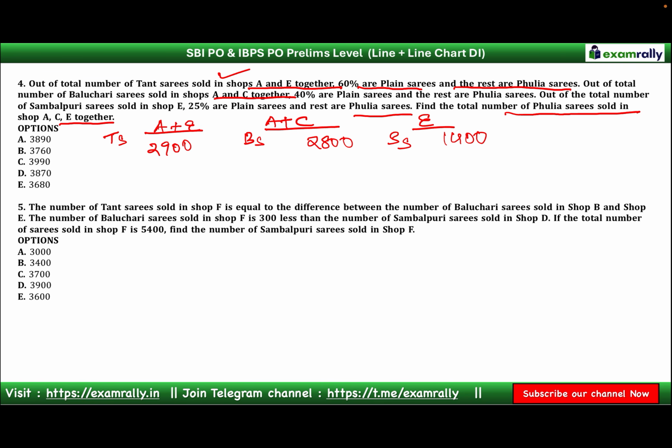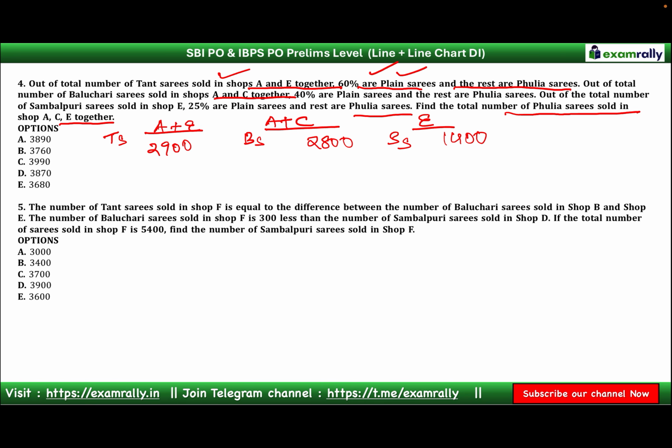Why I said after that we will do means, here see the ratio 60% is plain sarees and rest fulia. So we will directly read the question and then convert. Otherwise it will take more time by converting both ratios. Just read it once at a glance, then go for it. Okay, only we need to find the fulia sarees.